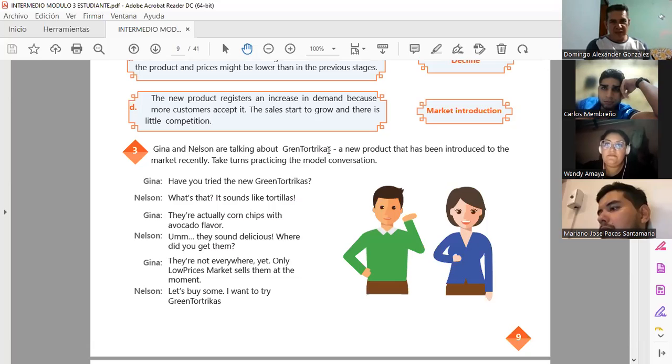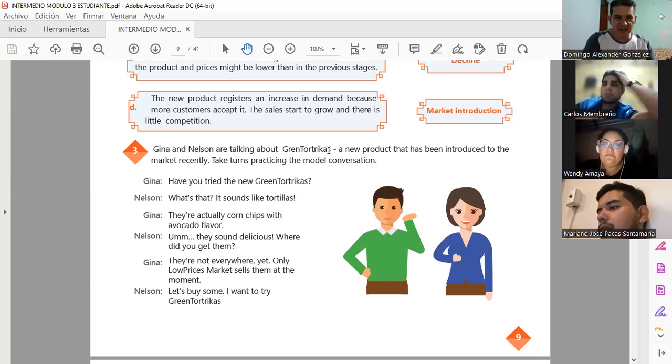Reading the conversation. Gina says, have you tried the new green tortricas? Tortricas? What's that? says Nelson. It sounds like tortillas, you can say tortillas or tortillas, the two are correct. And Gina said, they're actually corn chips with avocado flavor. Remember, actually means in fact, right? Don't say actualmente. Actually is in fact.